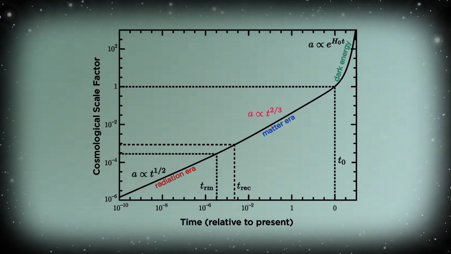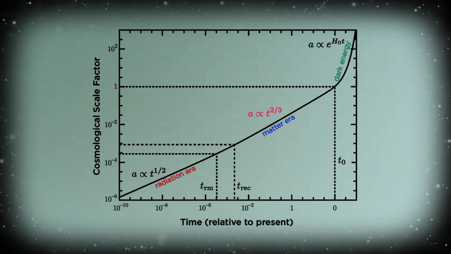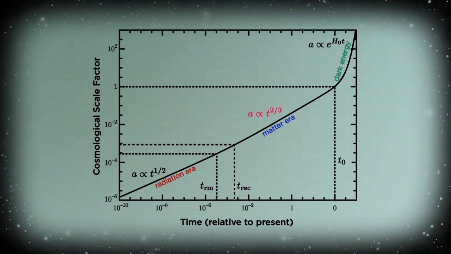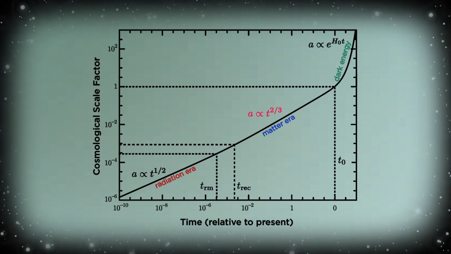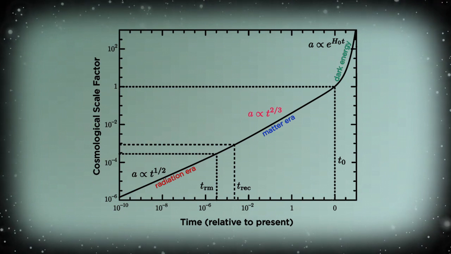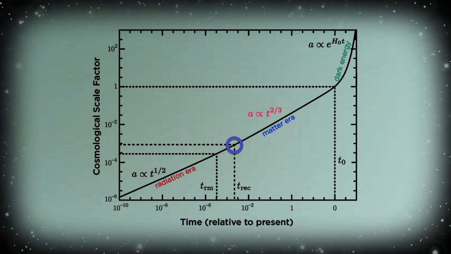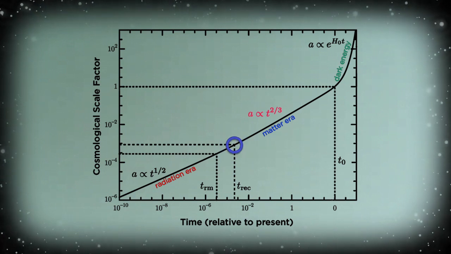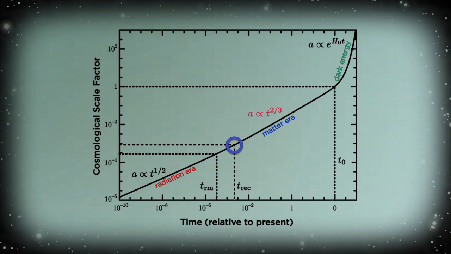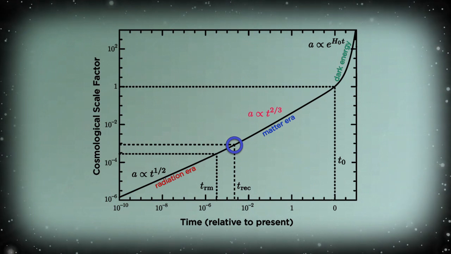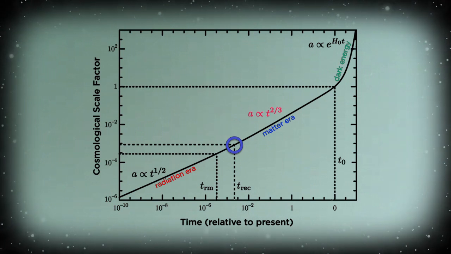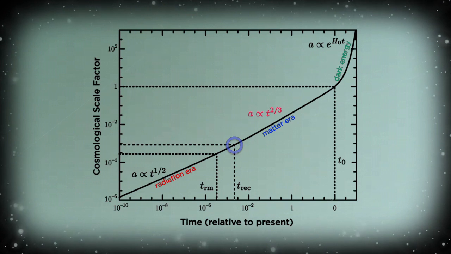Before that, the universe was a nearly featureless hot plasma. About 380,000 years after the Big Bang was the epoch of recombination. That's when the universe had cooled to around 3,000 Kelvin, the point when electrons and ions could get together and become atoms without fear of getting ionized.